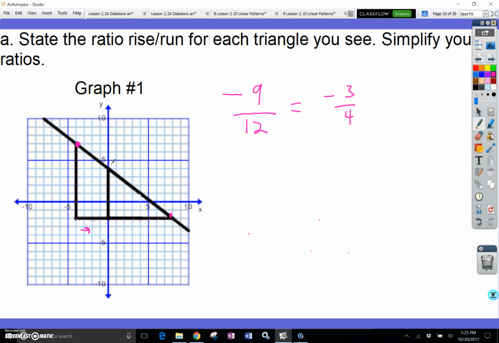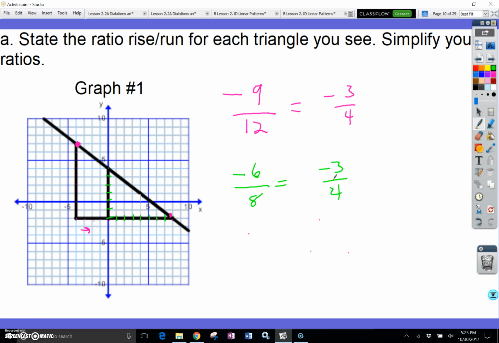Looking at this one now, I'm going to go ahead and do this one in green. Start right here. I'm going to go down 1, 2, 3, 4, 5, 6. I just went down 6, so it's negative 6. I'm going to go over 1, 2, 3, 4, 5, 6, 7, 8. If I reduce them both by 2, that would be negative 3 over 4.